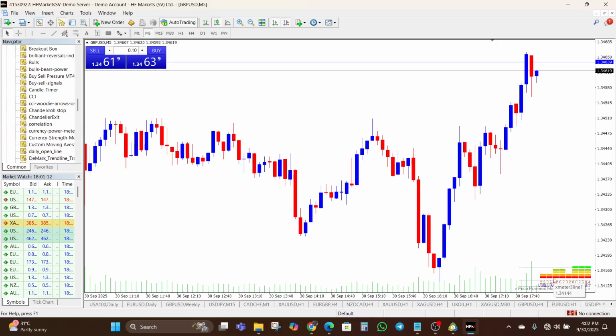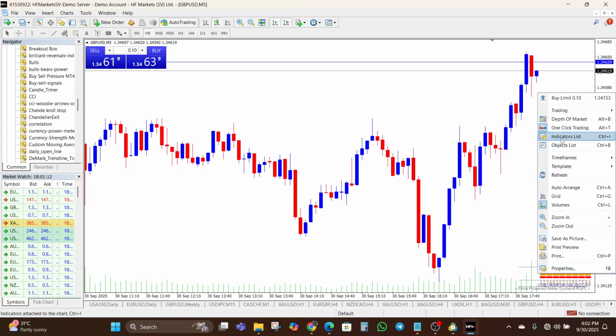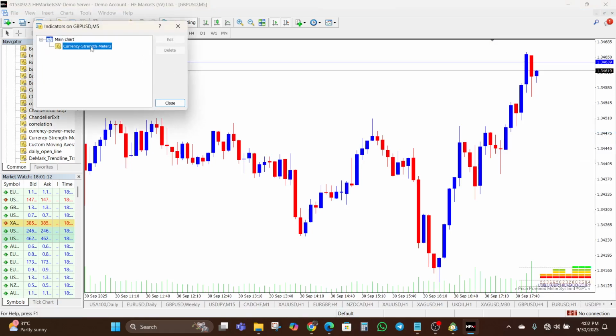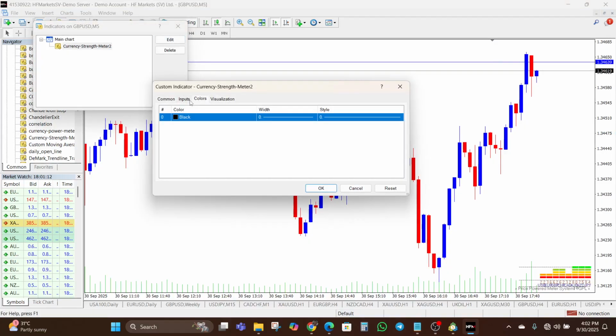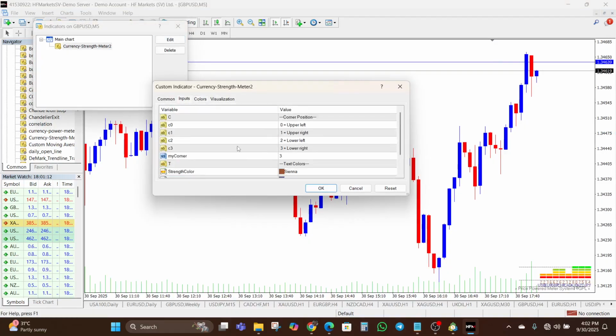So here you can see that we have USD, we have Euro, we have GBP, CHF, CAD, AUD, NZD, JPY. Although the font is quite small. Yeah, I think this is one of the limitations with this. Corner position.